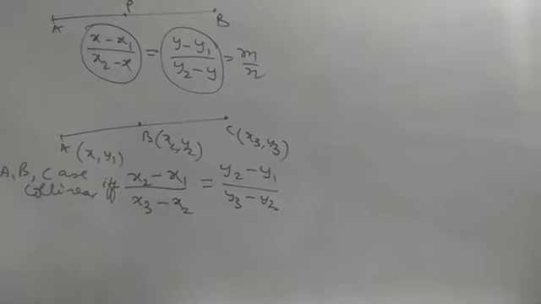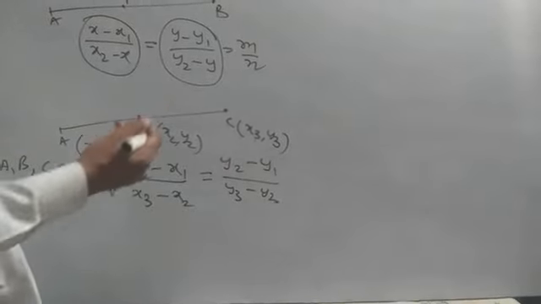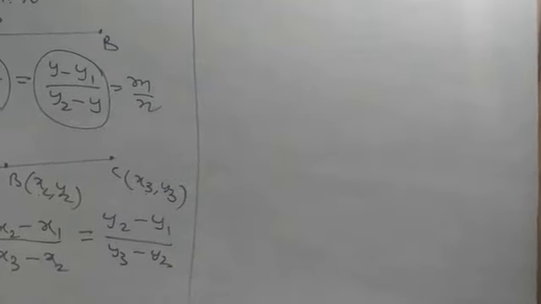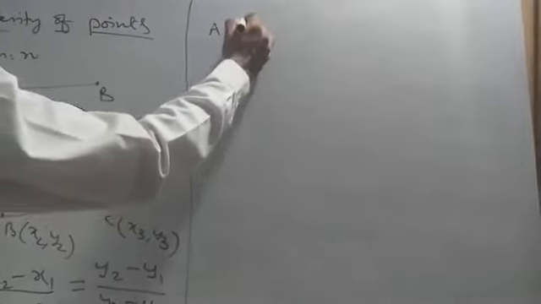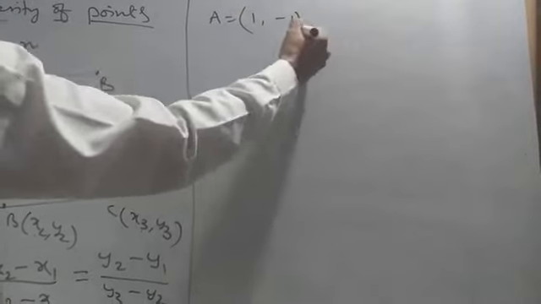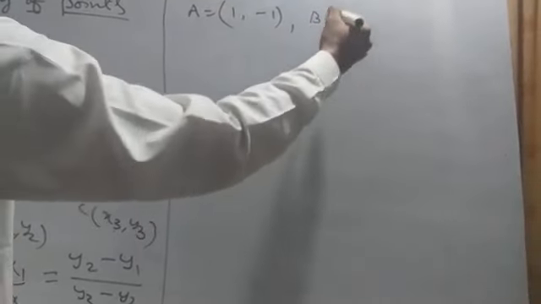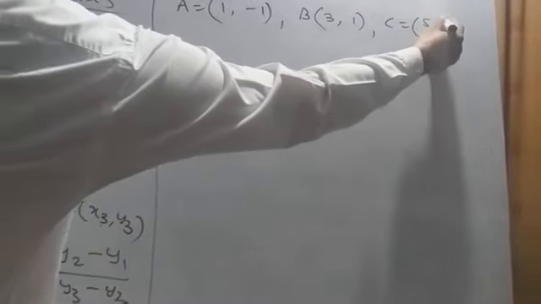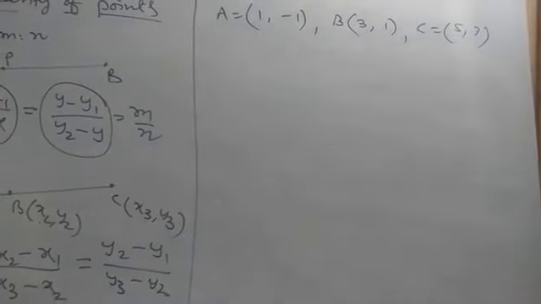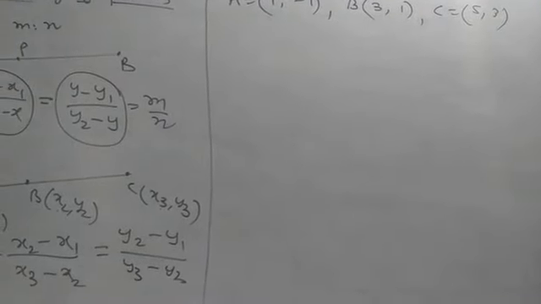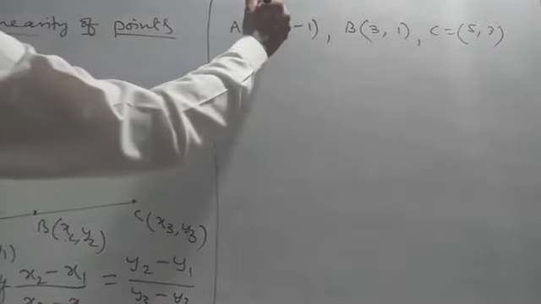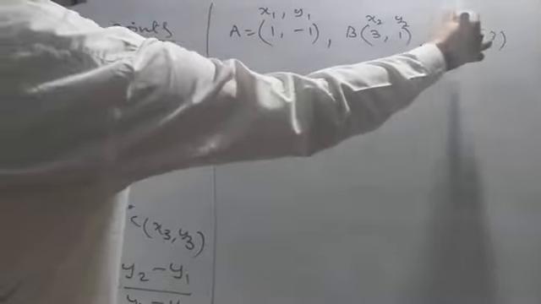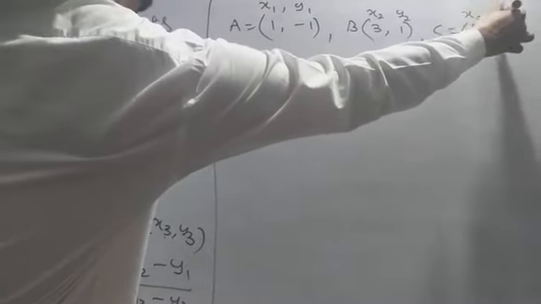For example, let us find out whether the given 3 points are collinear or not. Observe. A is the point (1, minus 1), B is the point (3, 1), and C is the point (5, 3). Let us verify whether these 3 points are collinear or not by using the section formula. Consider this as x1 y1, this is x2 y2, and this is x3 y3.